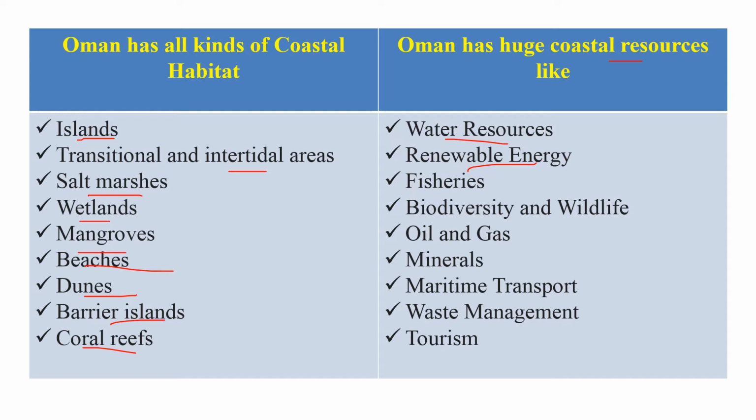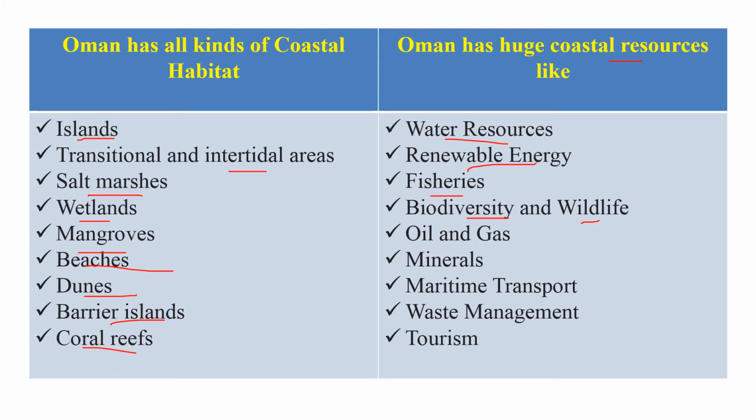So renewable energies also come from the coastal area along with oil and gas. Then the fisheries. Fisheries are very popular in this country because there is huge production, almost the highest production in the Gulf countries in terms of fisheries, and a huge variety of species of fish available here. And in terms of biodiversity and wildlife, it is also very rich. In terms of marine biodiversity, it is really rich, from the coral to top level mammals. Marine mammals like whales are very common in this region, and dolphins.